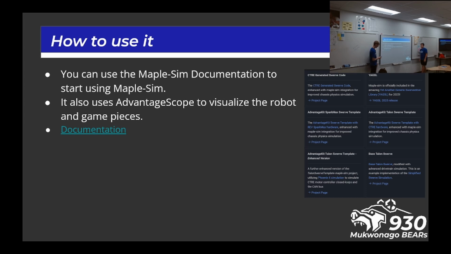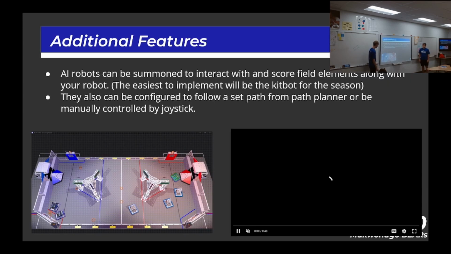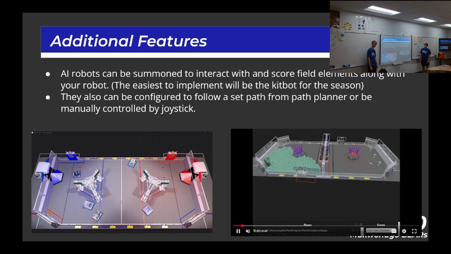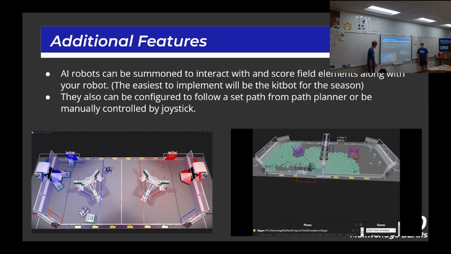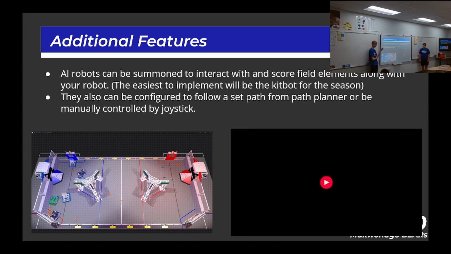Okay, so now we're going to talk a little bit about some additional features that MapleSim has that could be of use to you guys. One of the really cool things is AI robots, which you can summon to interact with field elements along with your robot. Basically, this means you can take the MapleSim code that they use for robots and implement that into the MapleSim framework itself, and then you can have, as you see down here, little mini robots driving around.